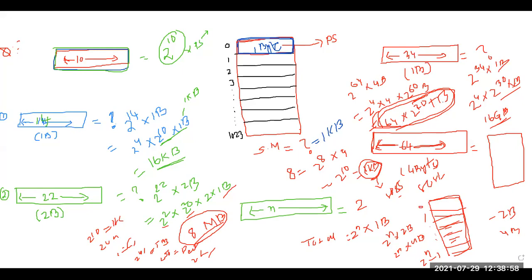Okay, so I hope it is clear to all of you how to convert. If the number of bits is given, how to convert that into memory. Yes. Clear? Now we will understand the reverse logic. Yes, sir.